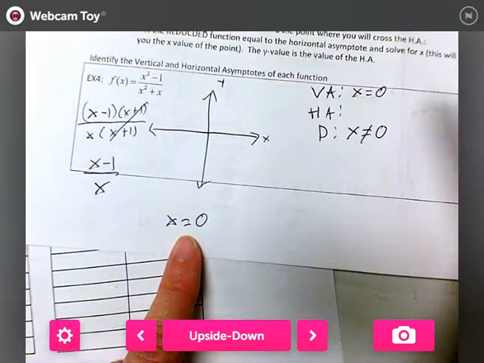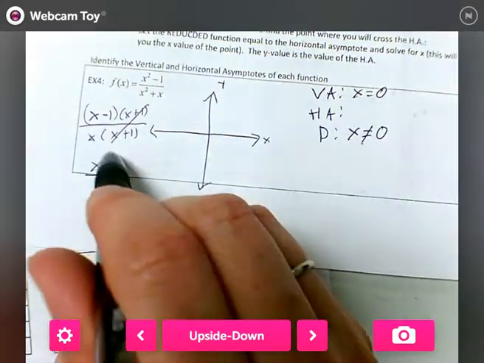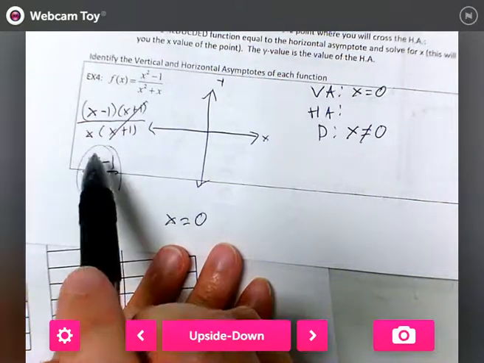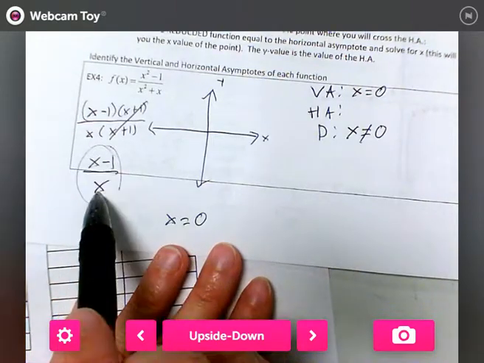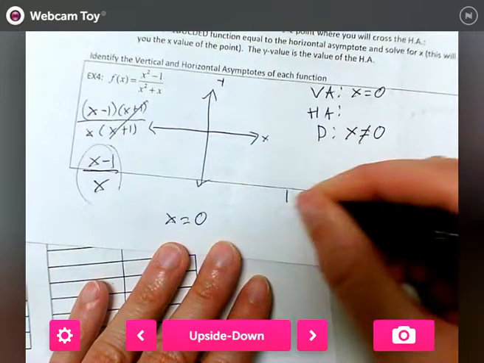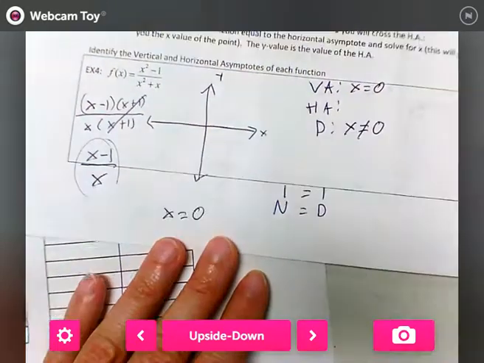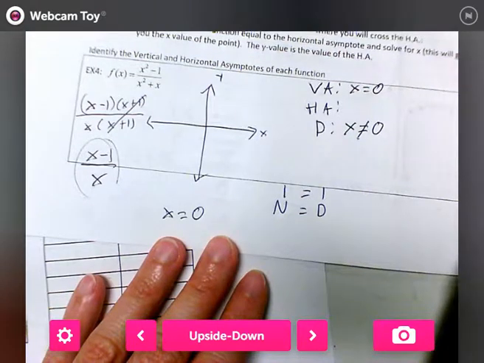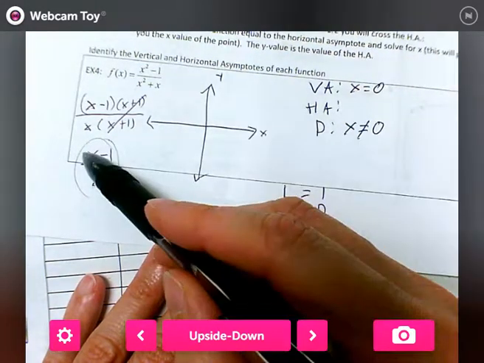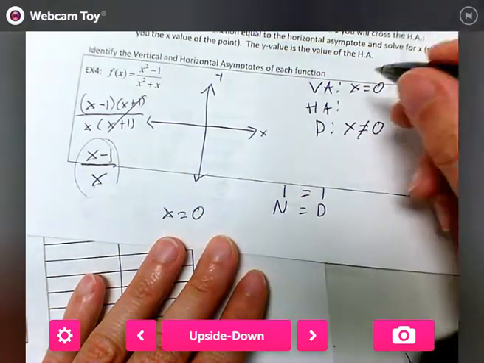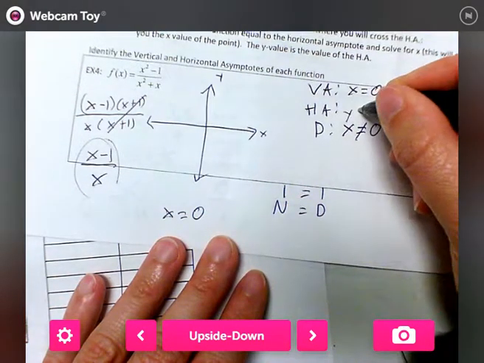The horizontal asymptote. Now let's look at the denominator versus the numerator. What are the exponents for both of these, x and x? 1. So does 1 equal 1? The numerator equals the denominator? So that means it's the leading coefficient over the leading coefficient. What's the leading coefficient? What's the number in front of each of these? 1. So my horizontal asymptote is 1.